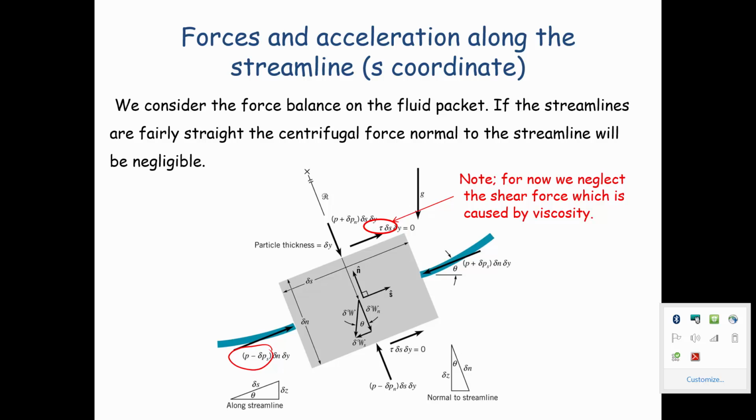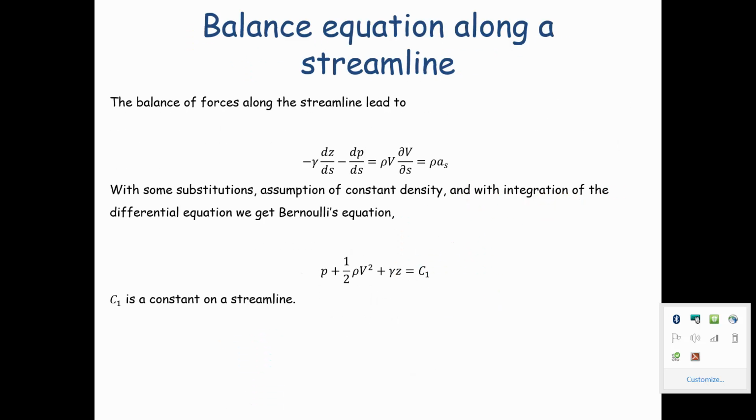I'll mention here, you can see that we've neglected the shear forces, because generally there would be a shear force on the surface of the packet, tau delta S delta Y, because generally these packets won't all be moving at the same velocity. If they're moving at different velocities, and if there is some viscosity, then there would be some shear stress. But here we're neglecting that shear stress in the derivation of the Bernoulli equation.